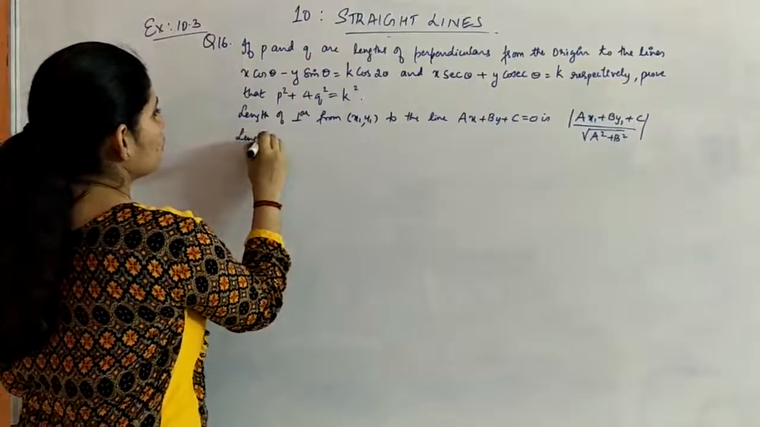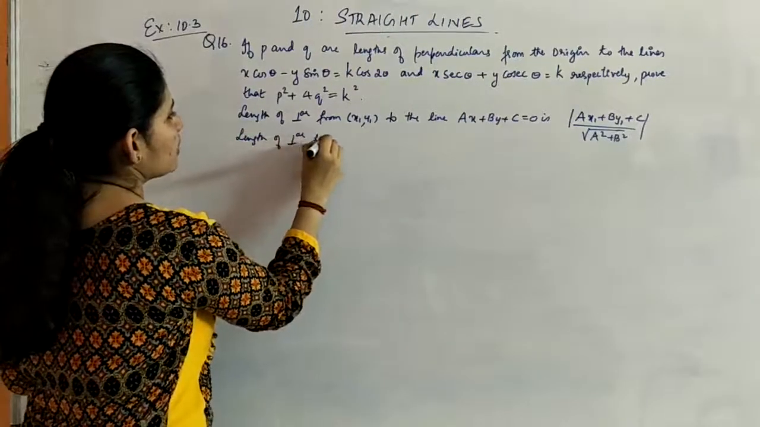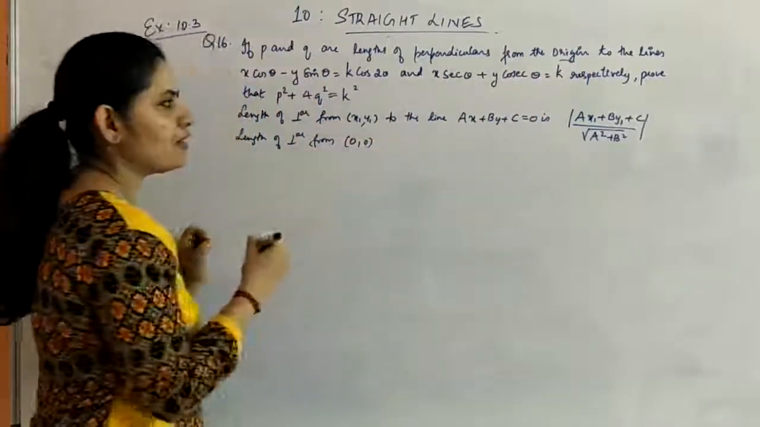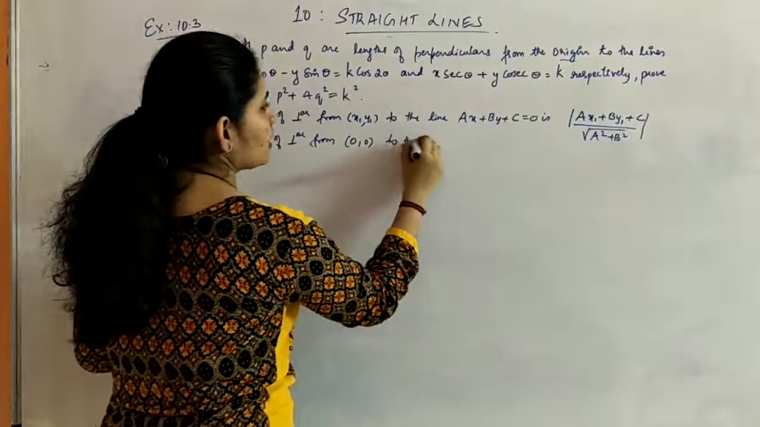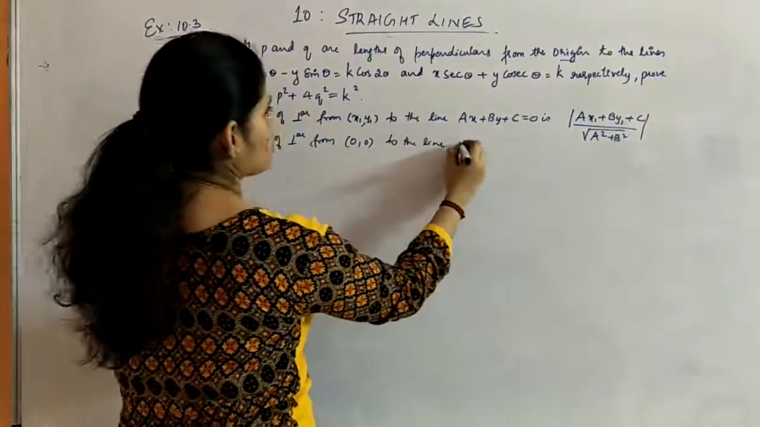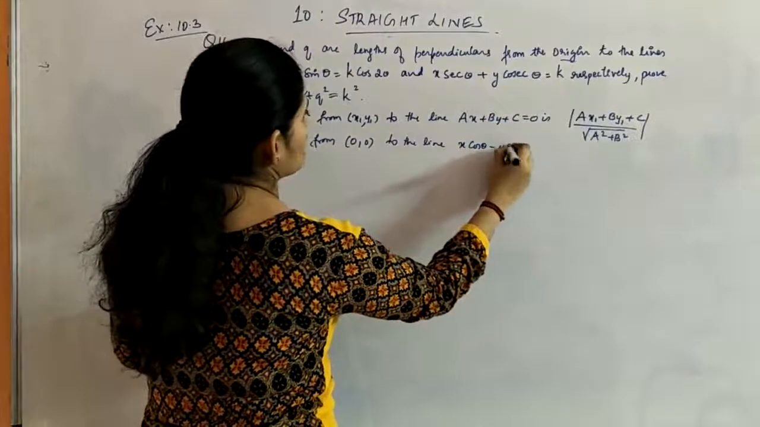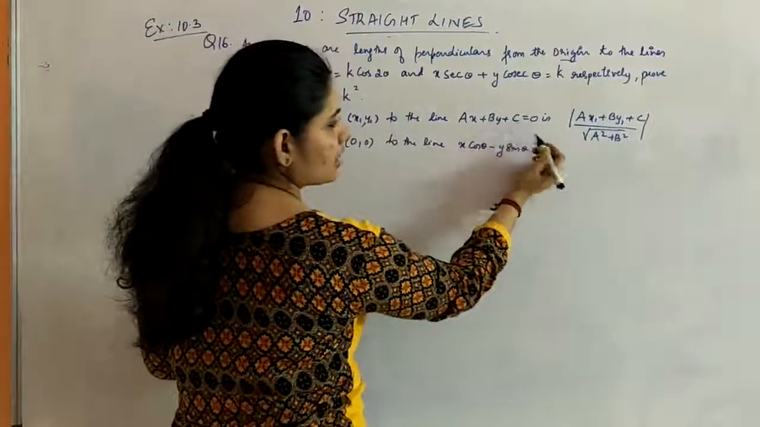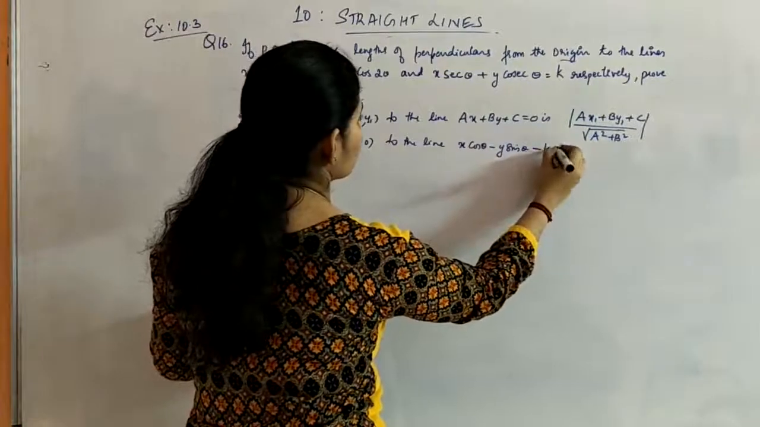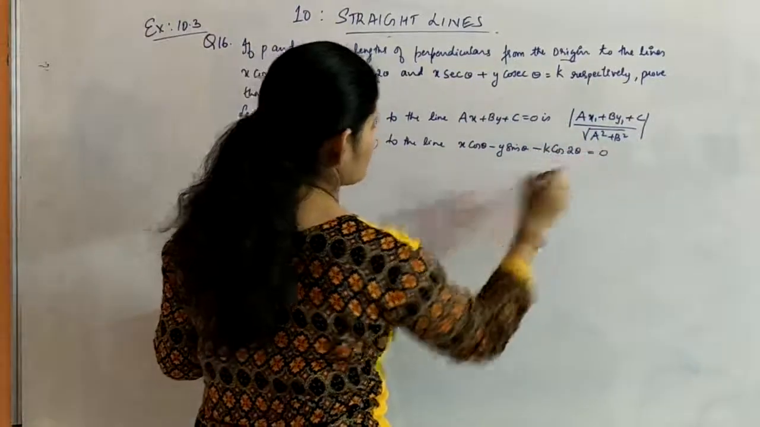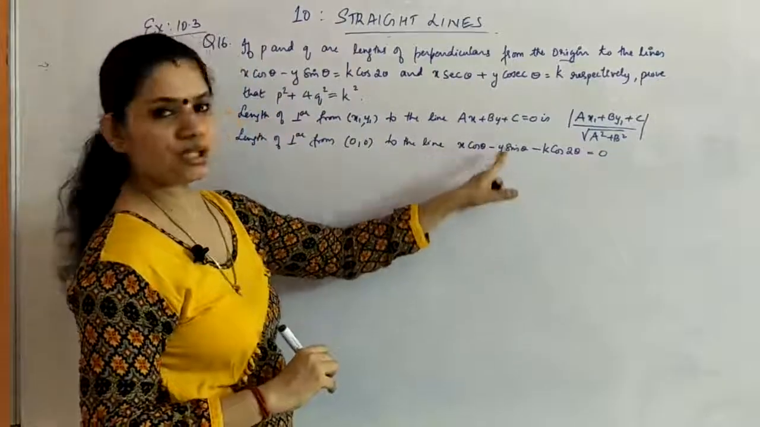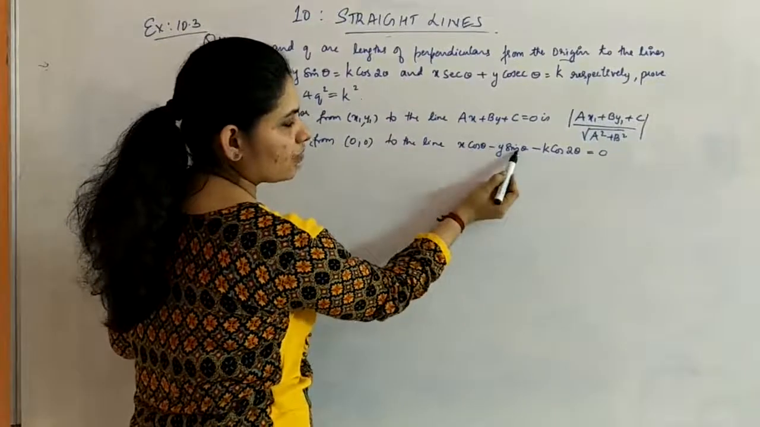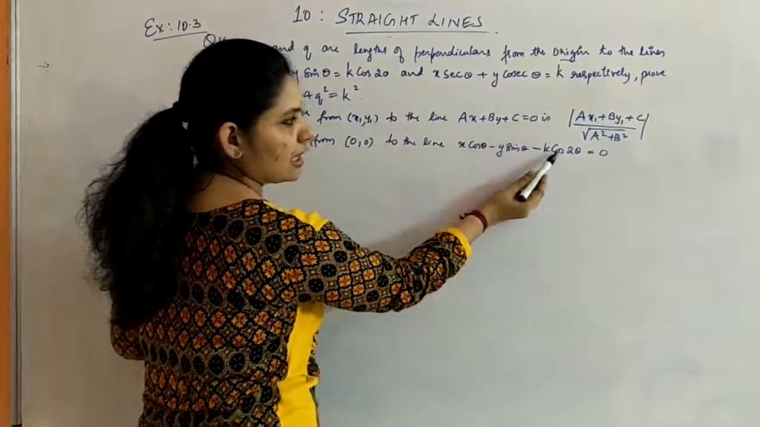So length of the perpendicular from, what is the point here, from the origin. So the point is 0, 0. Instead of x1, y1, you have 0, 0 to the line, and line is this, x cos theta minus y sin theta equal to k cos 2 theta. So I am making it as plus c equal to 0, I need. So I am making it as minus k cos 2 theta equal to 0. Now you can just compare these two. So here you can just see that instead of A you have cos theta, instead of B you have minus sin theta, and C you have minus k cos 2 theta.